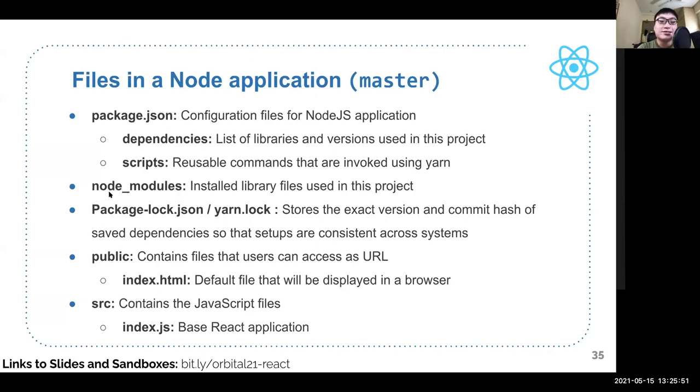And there's also these two files called package-lock.json or yarn.lock. We call this a lock file. It stores the exact version and the commit hash of your dependencies. So suppose your code works on your machine, and your teammate downloads your code and tries to install the same dependencies, they will still get the exact same version and your code will still run consistently. Package.json is like a requirements.txt in your Python projects.